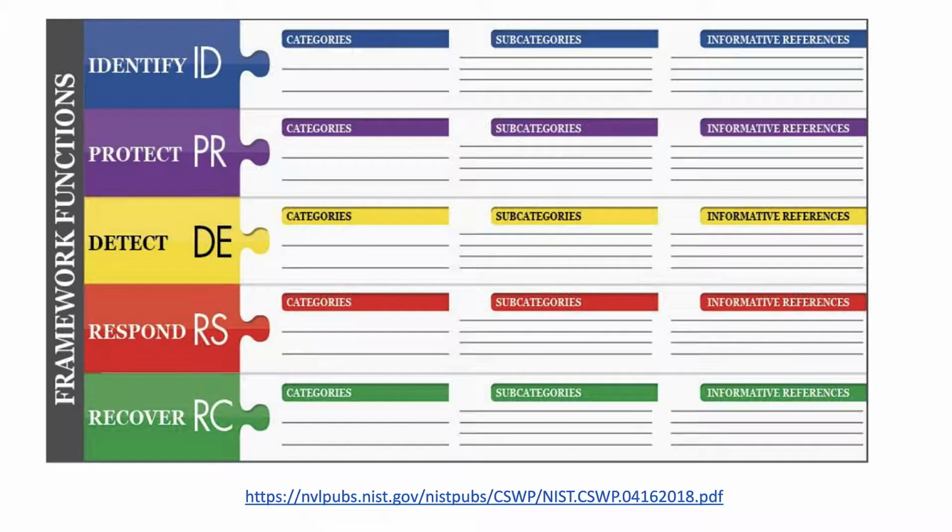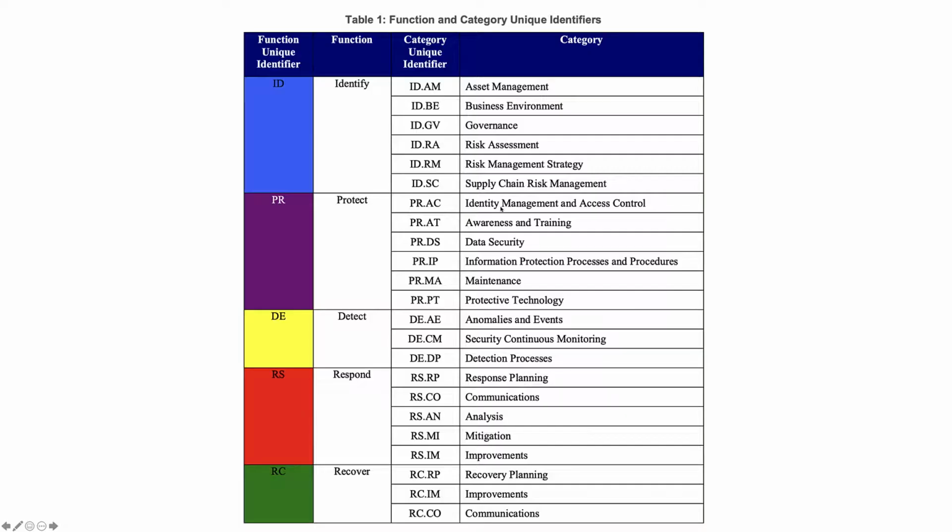And the framework is broken down by function, categories, subcategories, and informative references. But let's just talk about the framework functions, as this is a very general overview. So functions organize basic cybersecurity activities at their highest level. And this matrix shows the function and category unique identifiers. And notice that they're broken down by function, including to identify the problem, to protect, to detect the problem, to respond to the problem, and then to recover from the problem.